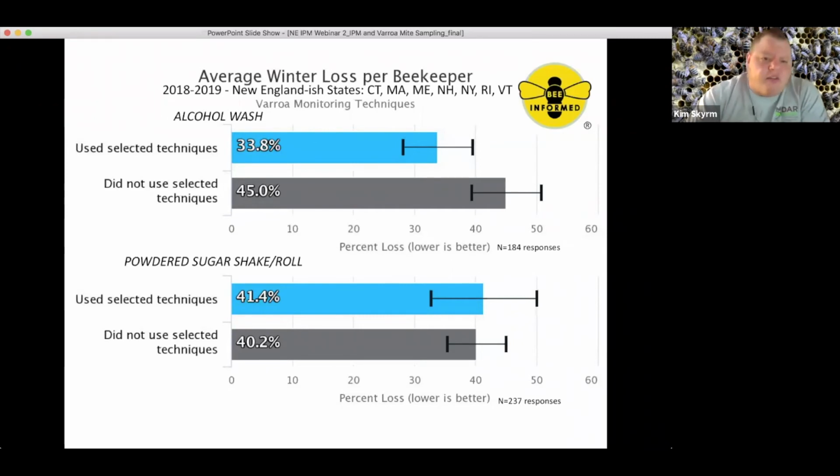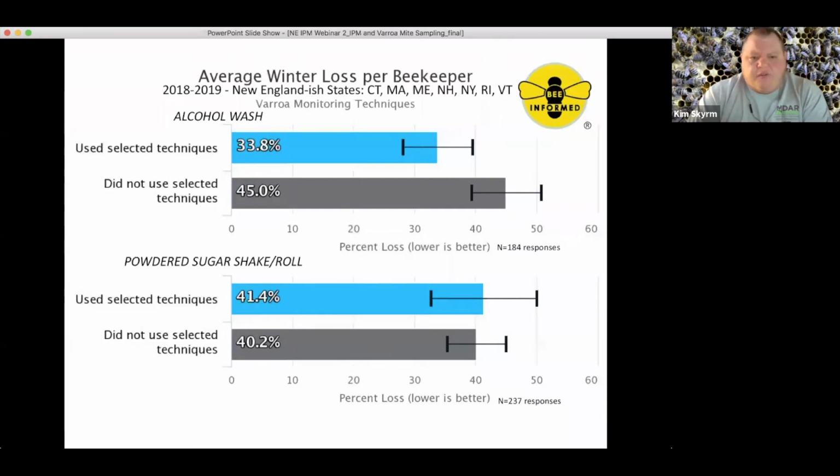I chose their mite monitoring techniques, alcohol wash, and what this tells you is the percentage of beekeepers that lost hives using an alcohol wash versus not using an alcohol wash. You see a difference here, with much fewer beekeepers losing hives than those that did not use an alcohol wash, and even lower for the alcohol wash, a little higher for the sugar roll, but not by much in comparison. I want to convince you again why the alcohol wash is a little bit better of a method.